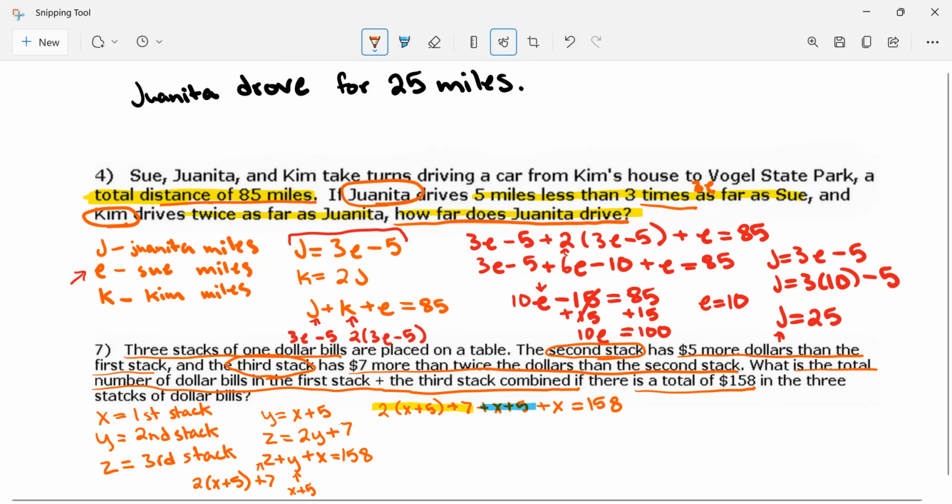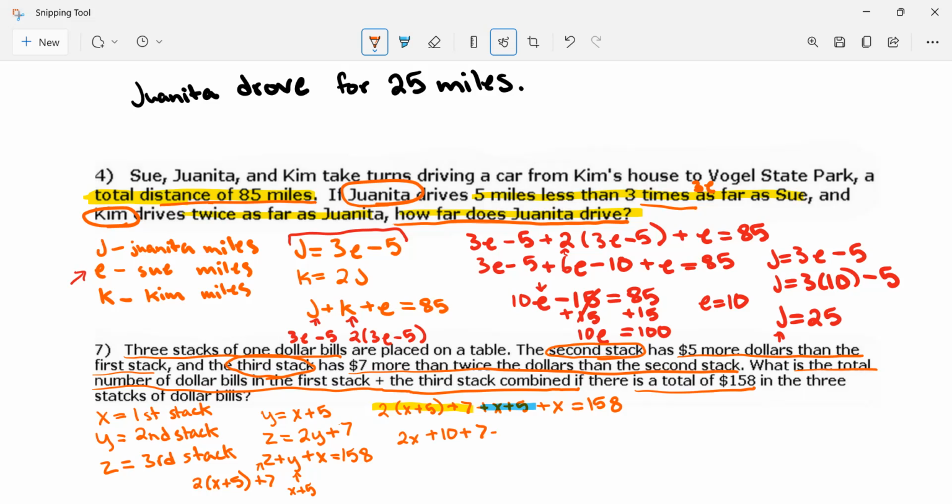Now we're going to get rid of the parentheses. The way we do that is we distribute the 2. So 2 times x is 2x, and 2 times 5 is 10. Next, we combine like terms. The process remains the same even if the numbers are different. So 2x plus x plus x is 4x. 10 plus 7 plus 5 is 22. Let me double check that. 22, yes. And that's going to be equal to 158.